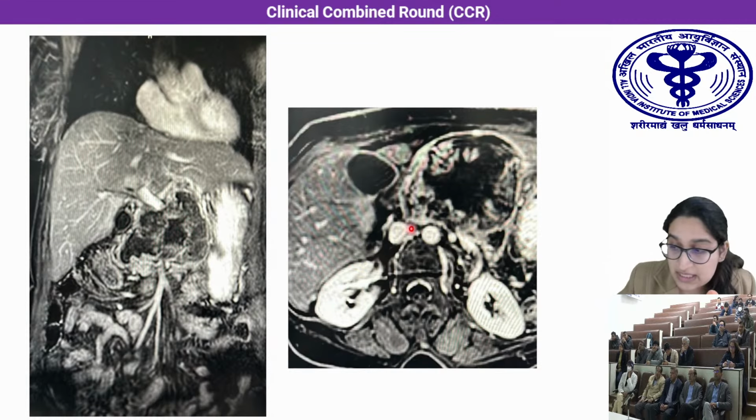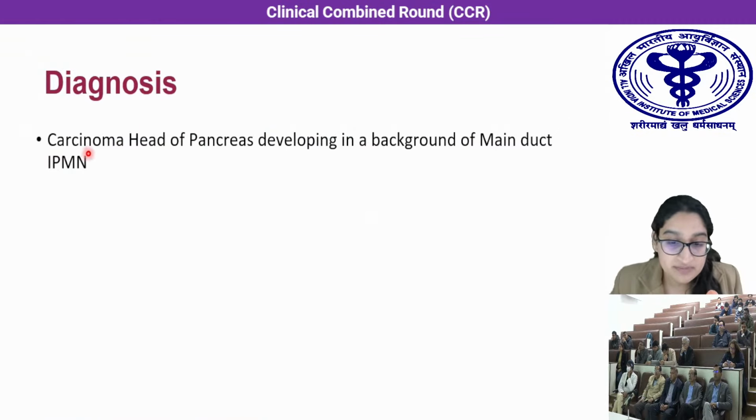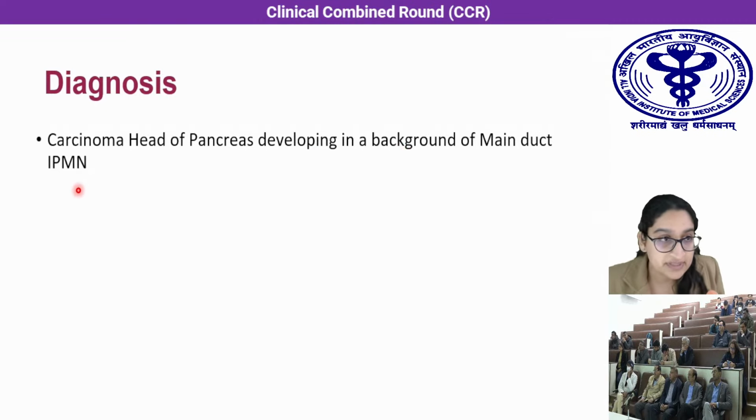the portosplenic confluence. And on the arterial phase images, we could also see that the SMA was abutted anteriorly by this lesion. So based on these findings, we kept a possibility of a CA head of pancreas developing in a background of main duct IPMN because of the dilated MPD.